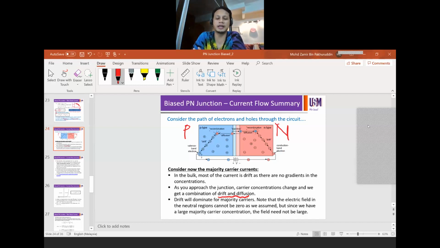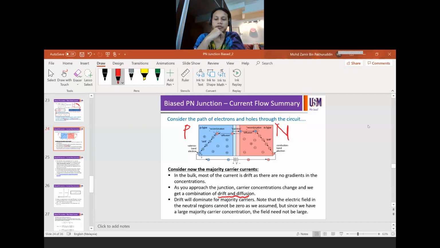So Syafika, any idea? Why do we have drift near the junction? Hello, Syafika? Yes. Okay, Syafika, kenapa kita ada drift near the junction? You may talk or you might want to write, up to you. Alright, you don't know. Okay. So anyone else? Siapa nak membantu?